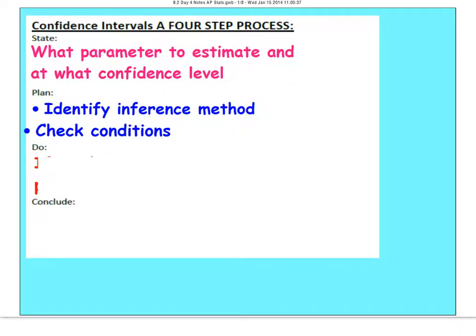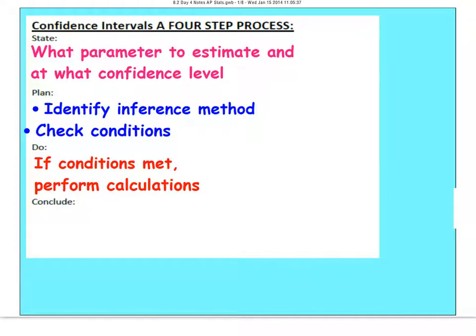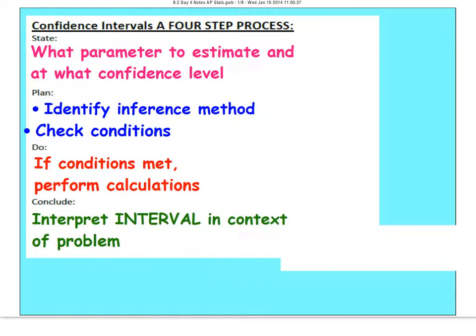In the do part, if the conditions are met, just go ahead and perform the calculations. Remember, in this case, you can show your work for that calculation. And then the last thing, and really the most important, is the conclusion. You must interpret the interval in context of the problem. If you just leave the numerical answer and you don't do this part, your free response question, which could be a 4, would automatically be docked to a 3.